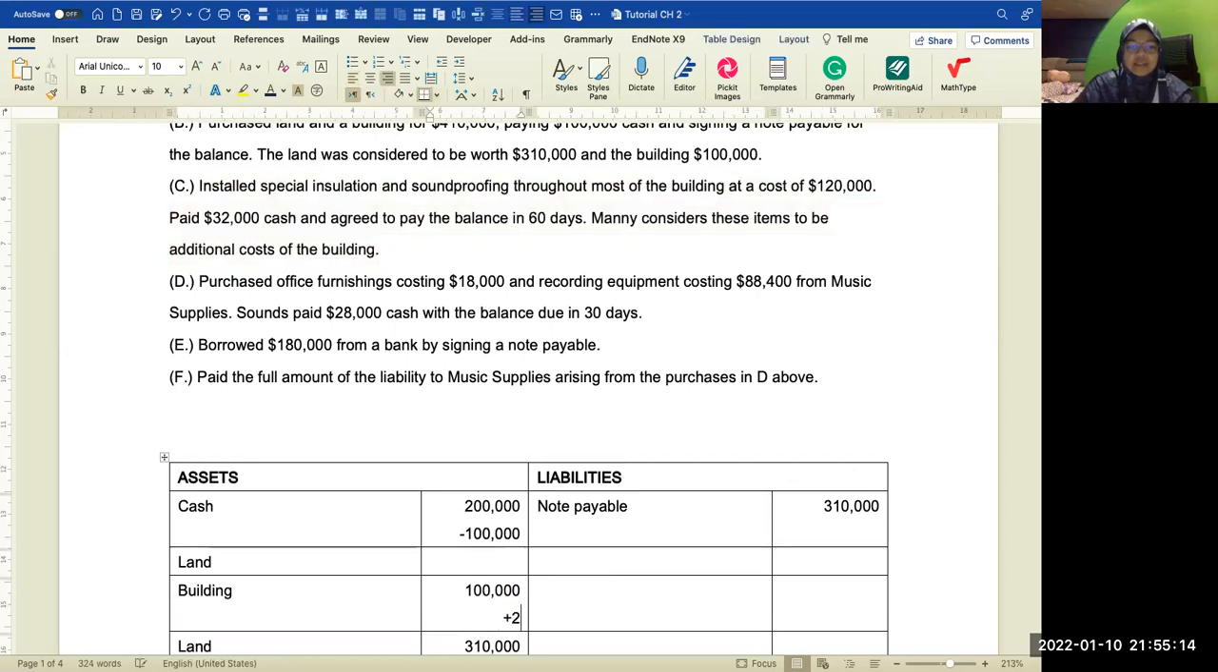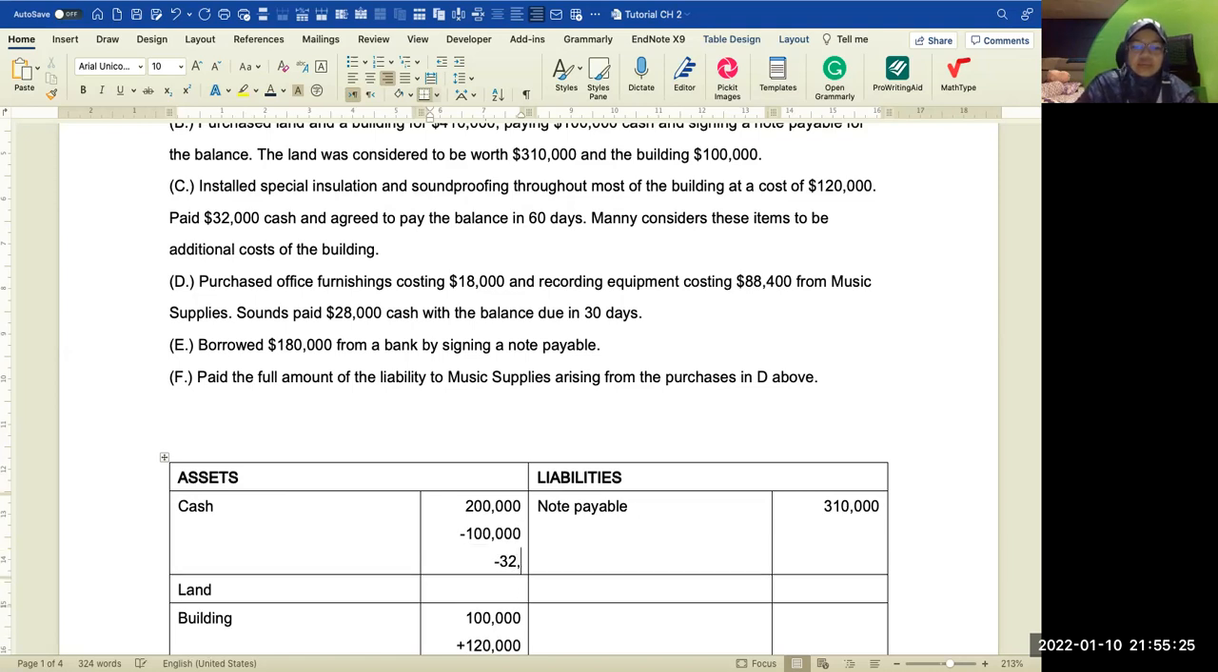I put plus 120,000. Okay, then cash minus 32. Cash minus 32. Very good. Another one is what? Balance 60 days. What is it? Payable or receivable? Payable. So if it's not mentioned note, then you put it as an accounts payable. Okay. How much is that?